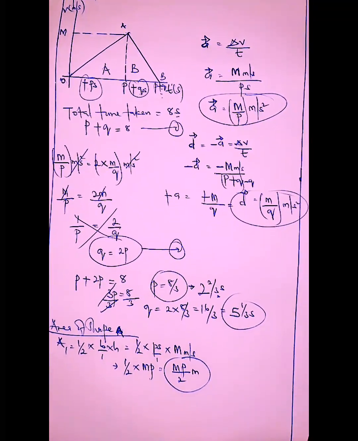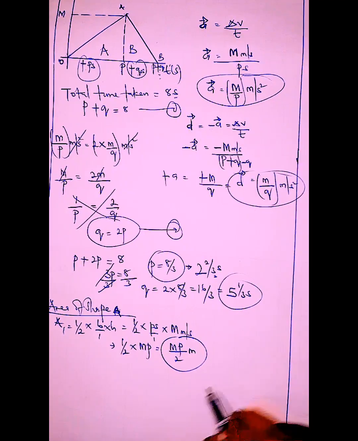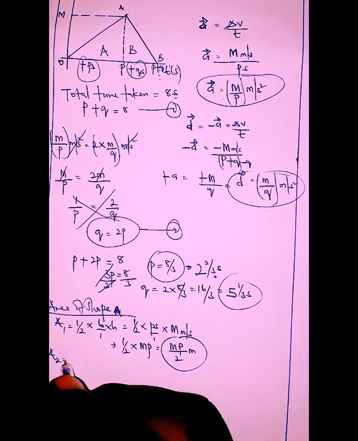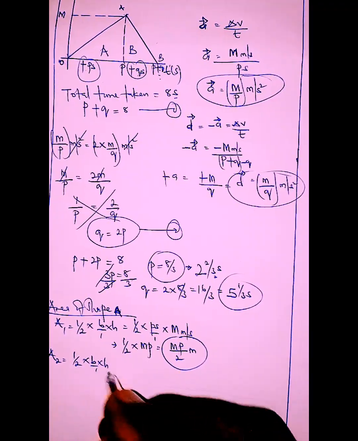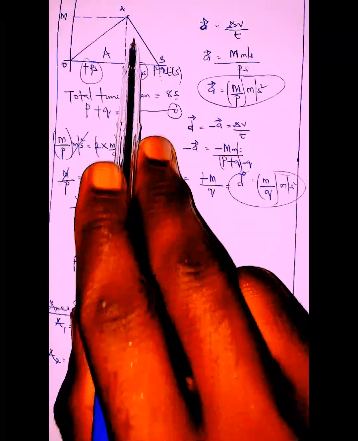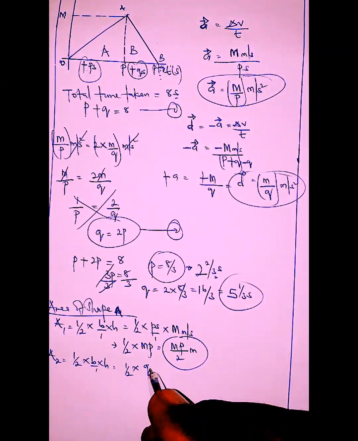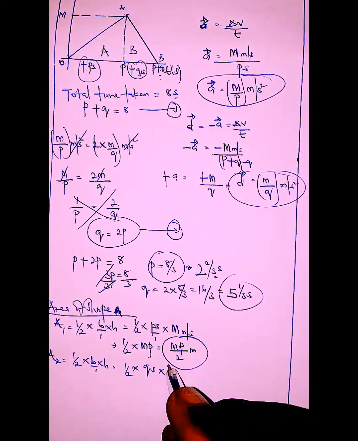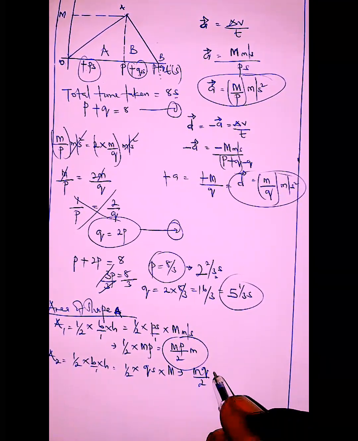So let's get the area of shape B. Area of shape B, that's the next thing we're going to get. Area of shape B is A2, which is 1/2 times base times height. So 1/2 times the base, which is q seconds, times the height, which is m also. So that's mq over 2 meters.